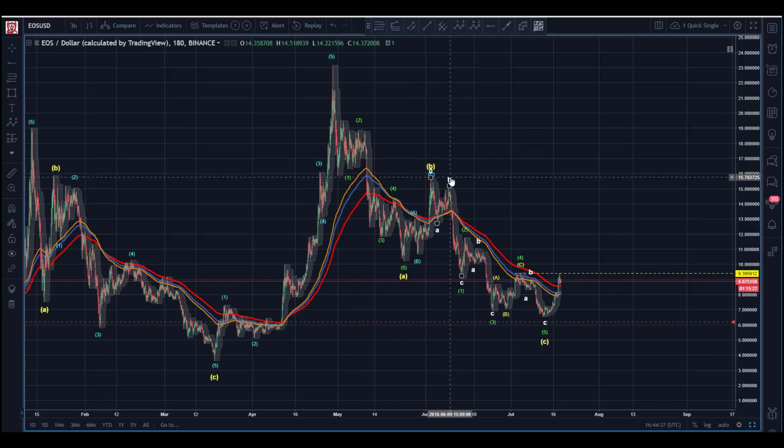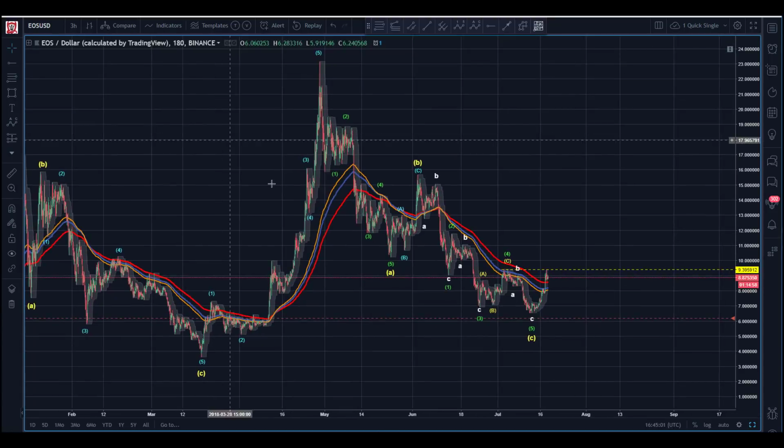Well, here, assuming I've got this correct, which, again, it's kind of hard to count it any other way, I've got my 1. I've got an ABC into my 2. I've got my impulsive 3. I've got my ABC into my 4, and I've got to push down to my 5. So I've got a clean 5 coming here. I suppose you could make a case that this was 1, 2, and we were going to just continue to go down. I don't think that's likely what's happening here.